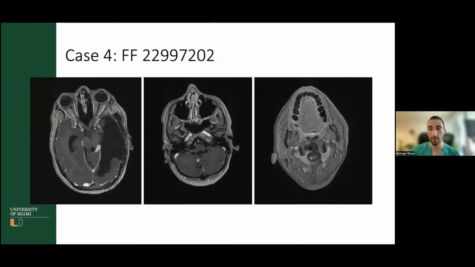So there's some intracranial imaging as well, which I won't harp on, but there's obviously evidence of prior resection, as well as some small residual tumors in different locations.